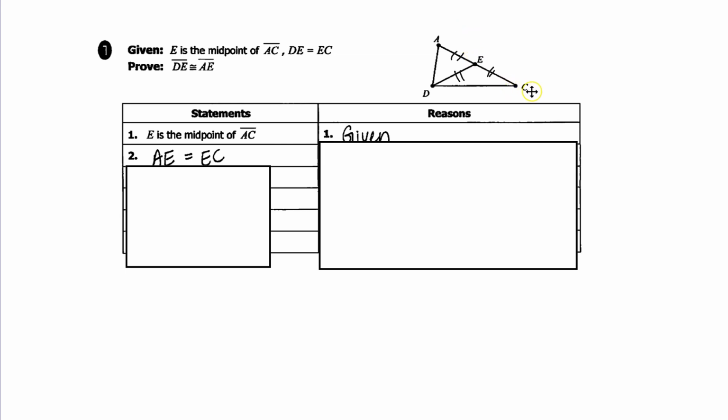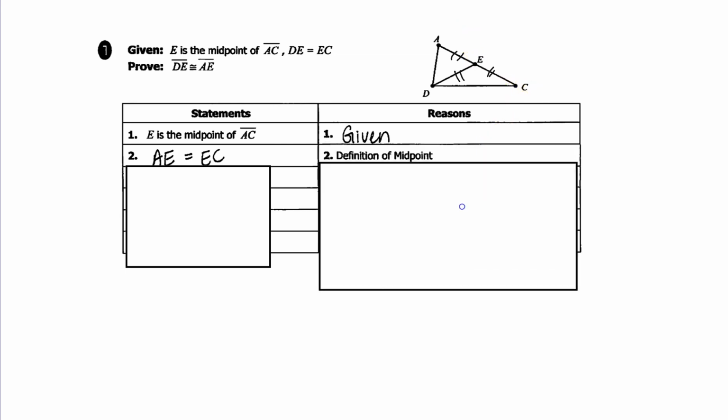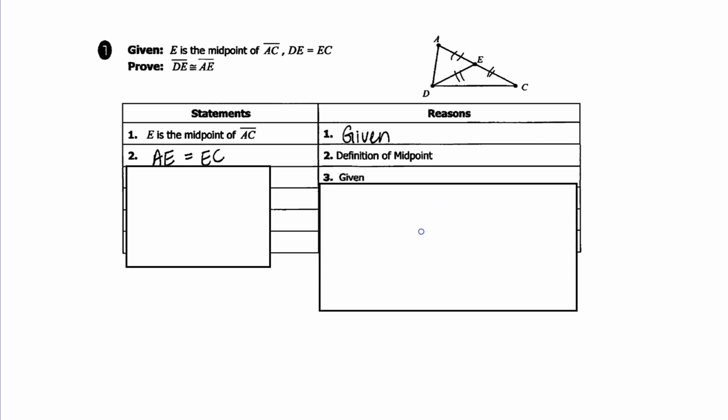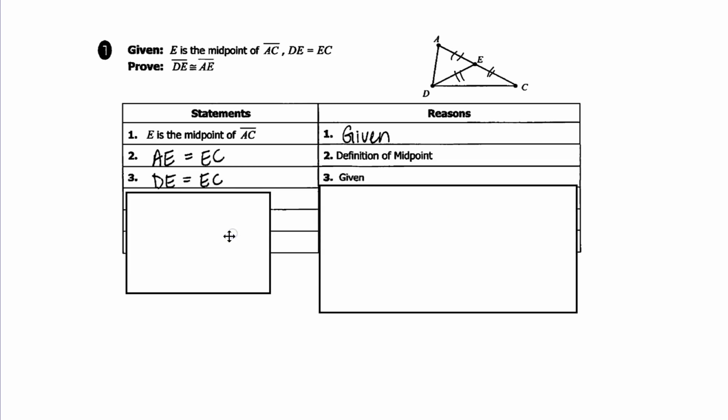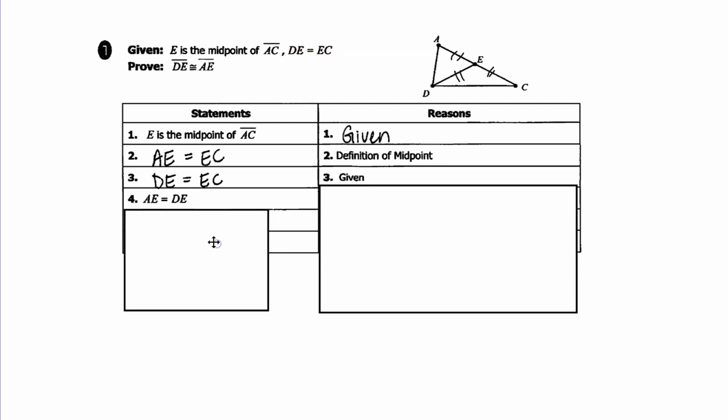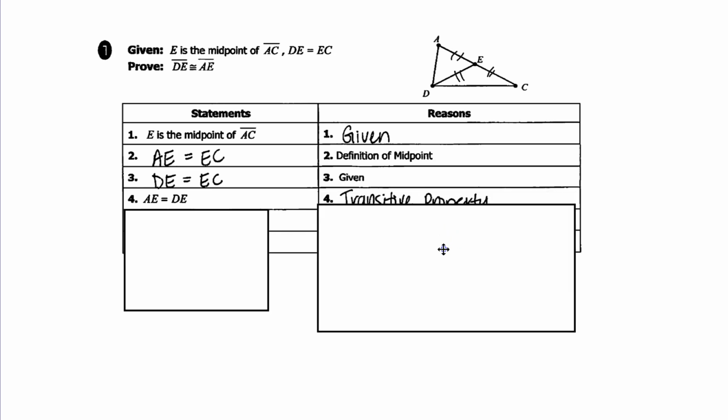How do we know that? Isn't that the definition of a midpoint? You're given this given, so you're just going to write that down. It's right here. The next one, you're given this reason. Why is AE equal to DE? That's the question. Well, that is the transitive property, right?